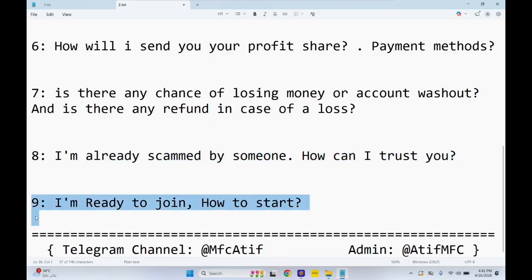Question number 9 is the last question, and the question is, I am ready to join. How to start? So guys, if you are interested or ready to join our account management service, you should have a real MT5 account on any trusted broker with the minimum deposit of $500. Just send me the login details of your MT5 account in my Telegram inbox so we can start. By the way, my recommended brokers are XM Global and XNES.